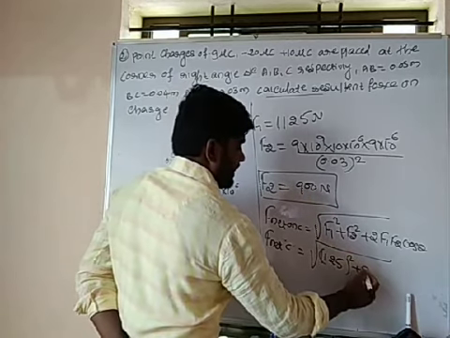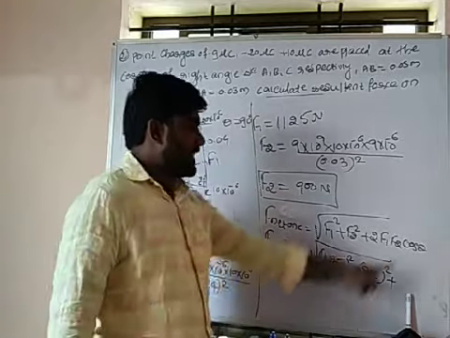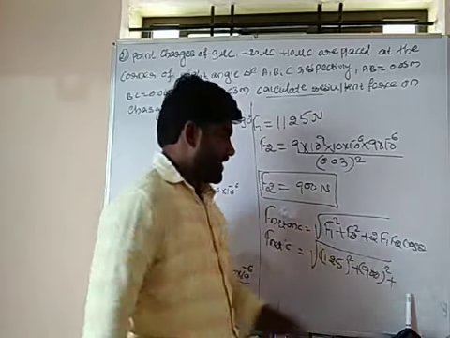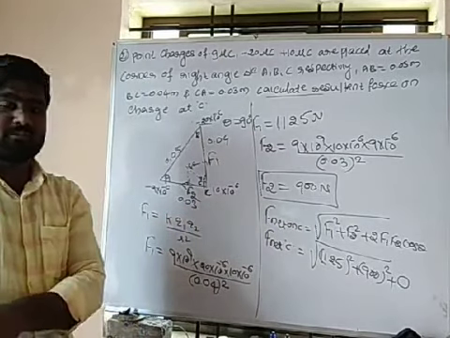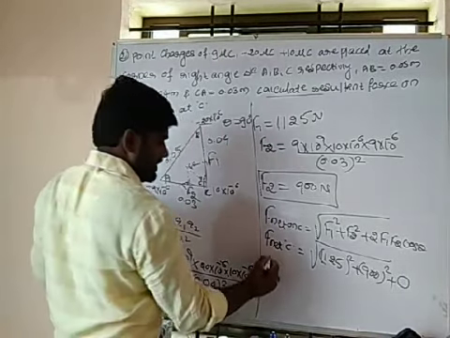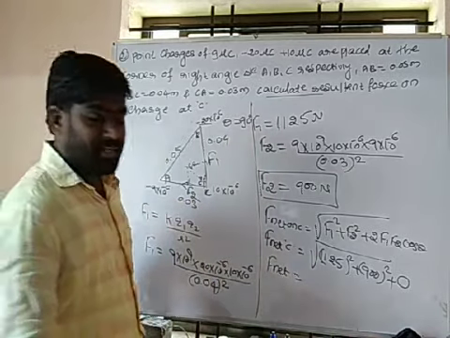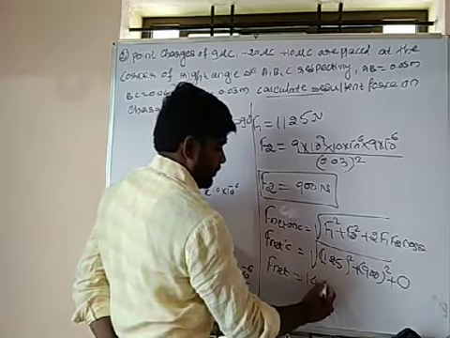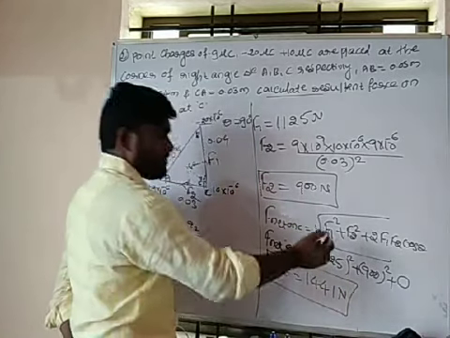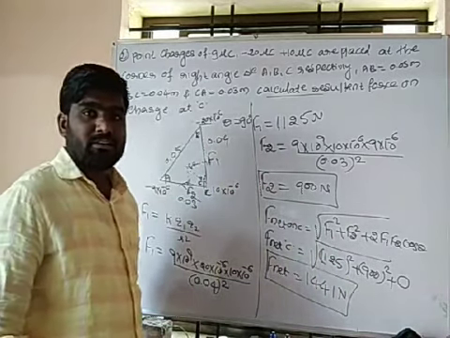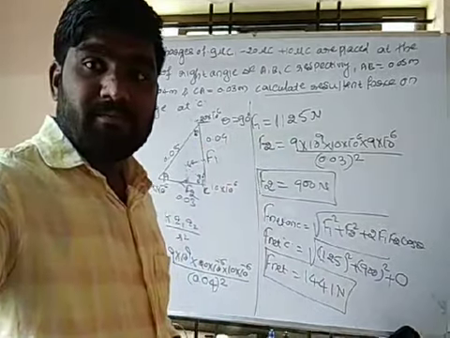1125 its square plus 900 its square cos 90 means 0. Shall I write here 0 itself? The whole term becomes 0. Then this F net, after calculating, will be 1441 Newton. Just calculate it by using your calculator. Okay. So next question. See the next question.